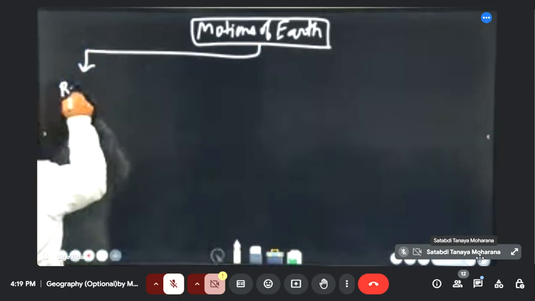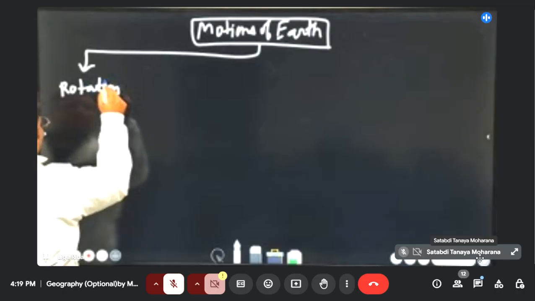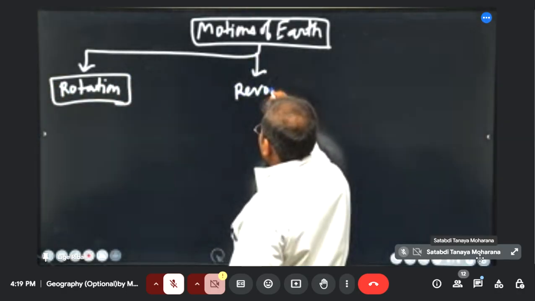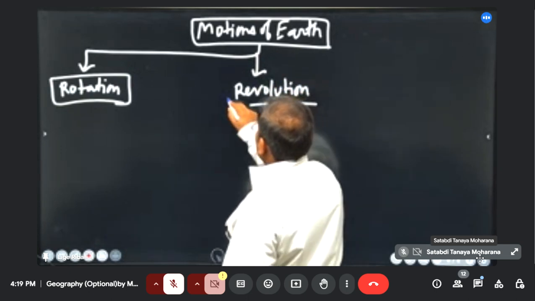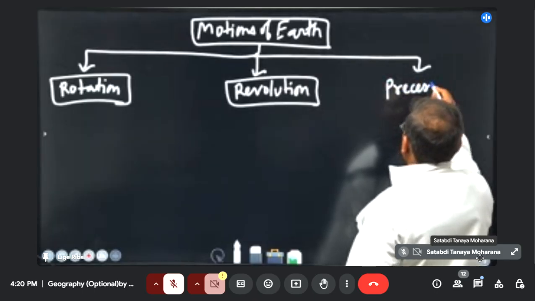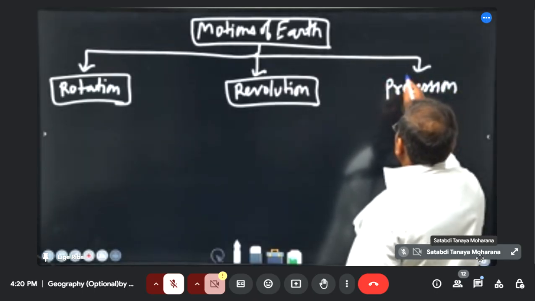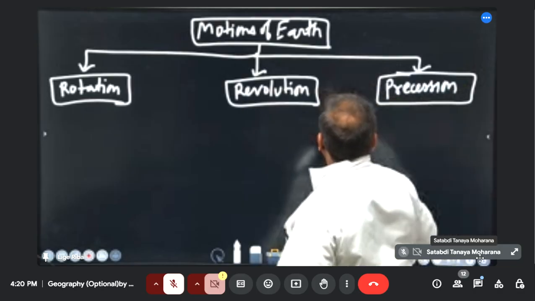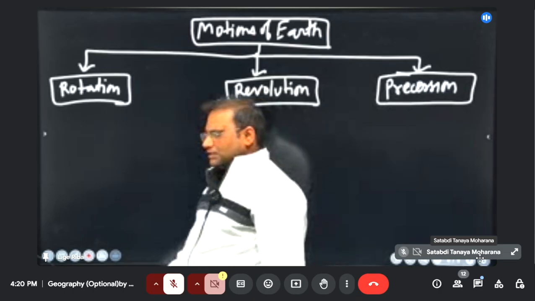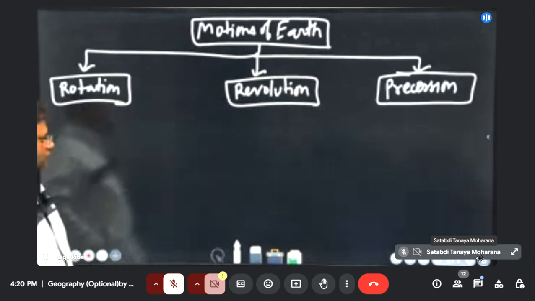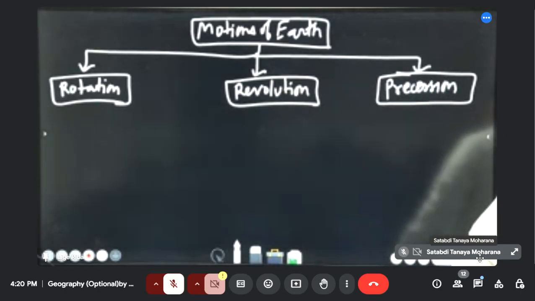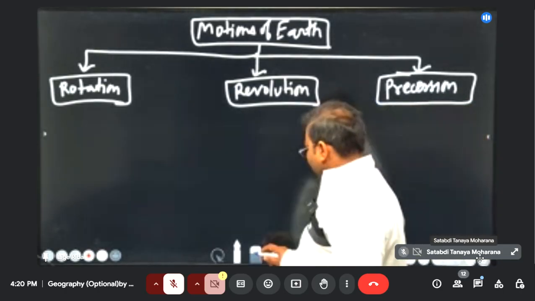One is called rotation. Second is called revolution. Third is called precession. Three types of motions, and they have their impact. Okay, first come to rotation.